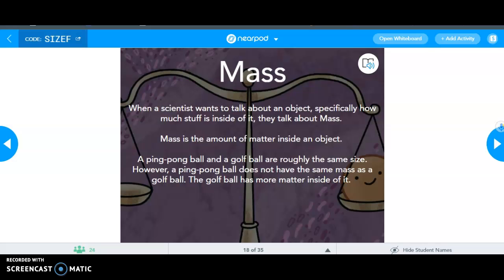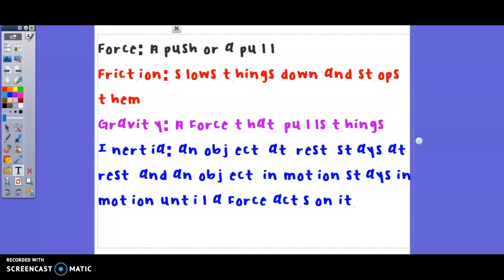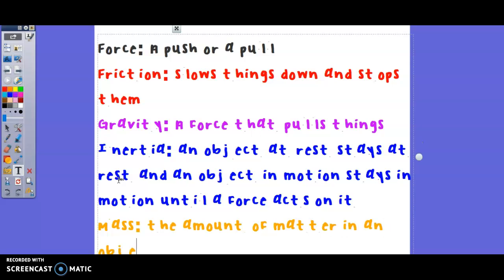So again, people are passing around the ping pong ball and the golf ball, and they're realizing that the golf ball just happens to have more matter inside of it. So let's get this definition down on here. The amount of matter in an object. I will teach you how to do this with your handwriting later. Not right now, but later. It's very, very easy to do.